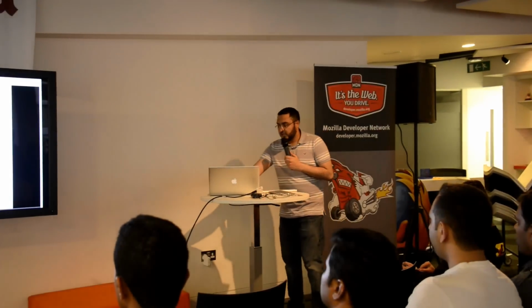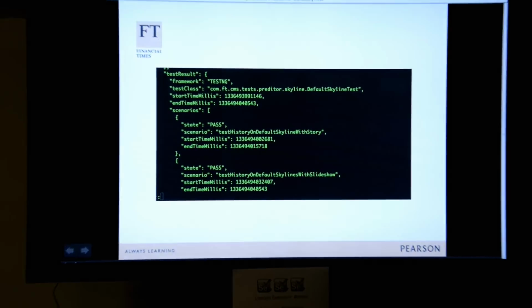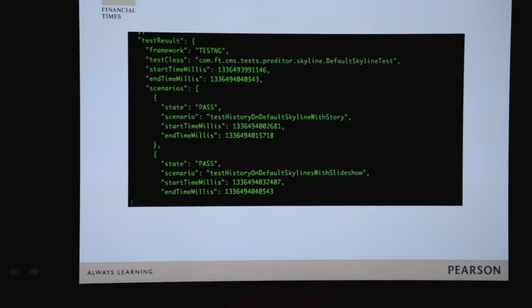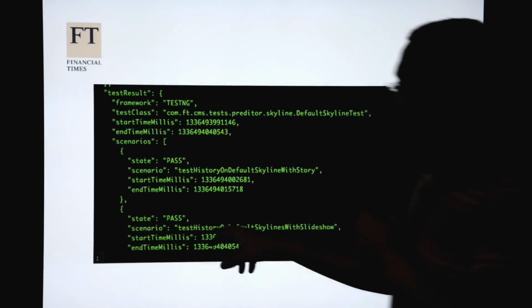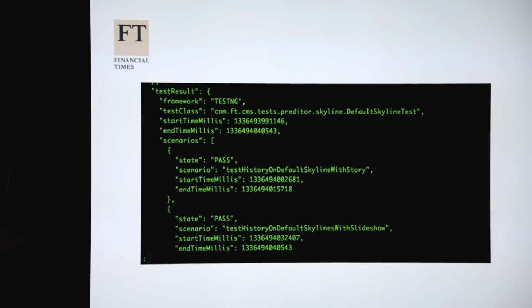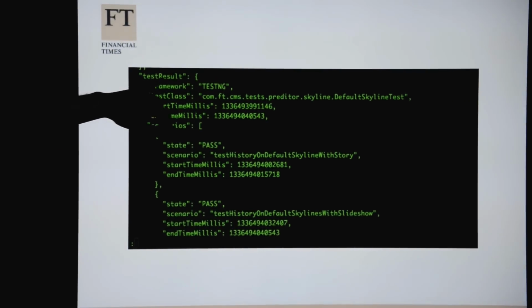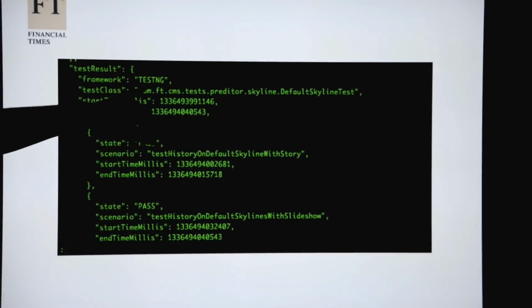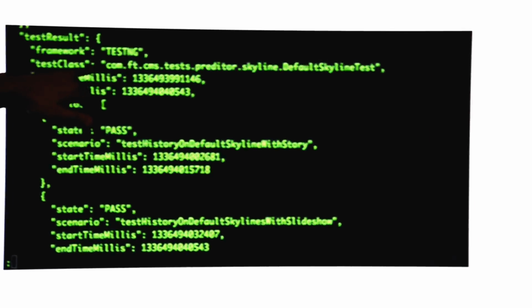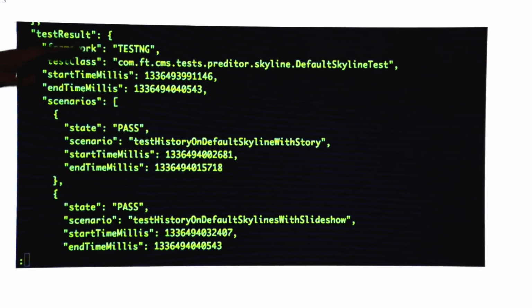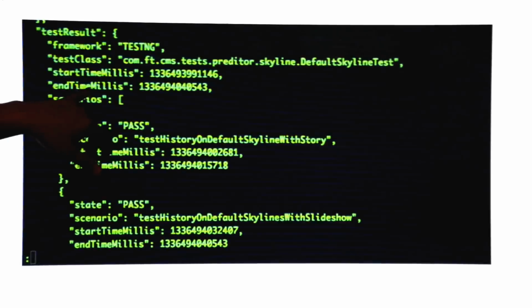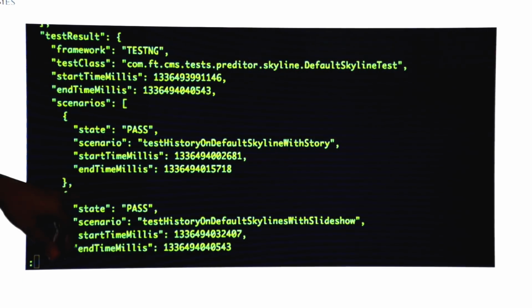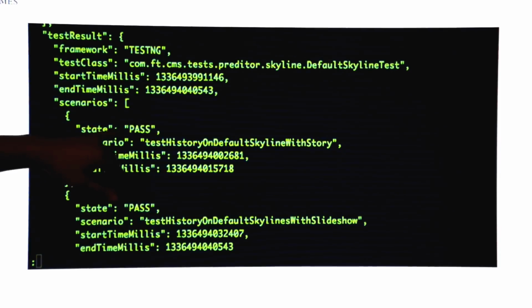What we have done is, we have written a custom web app. So you define the dependency in your POM file, the listener will start listening, and it will post a JSON to our web app. The format of the JSON is test results. It has a framework, defining that this particular test or project is using TestNG. If it is any other framework, it will say JUnit or Spock or Concordian. It also has the test class, start time, end time, scenarios, how many test methods there are, and the state of each test method.